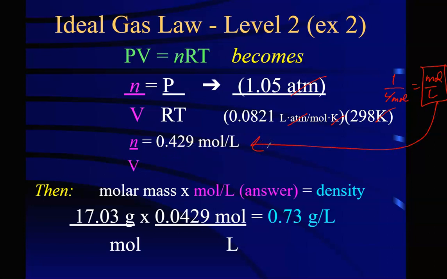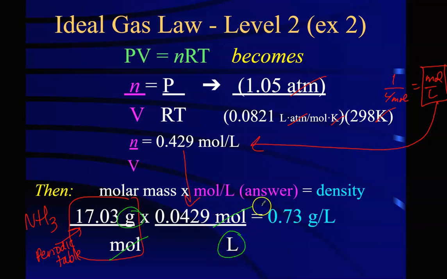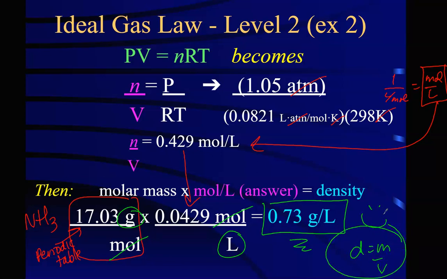And we get 0.0429 moles per liter. Then we simply take the molar mass that we calculated for NH3, which we get from the periodic table, and multiply by our answer calculated using the ideal gas law. We see that moles and moles will cancel out, leaving grams per liter, which is a perfectly acceptable unit for density. We love density. So you will see lots more of these in these level 2 problems.